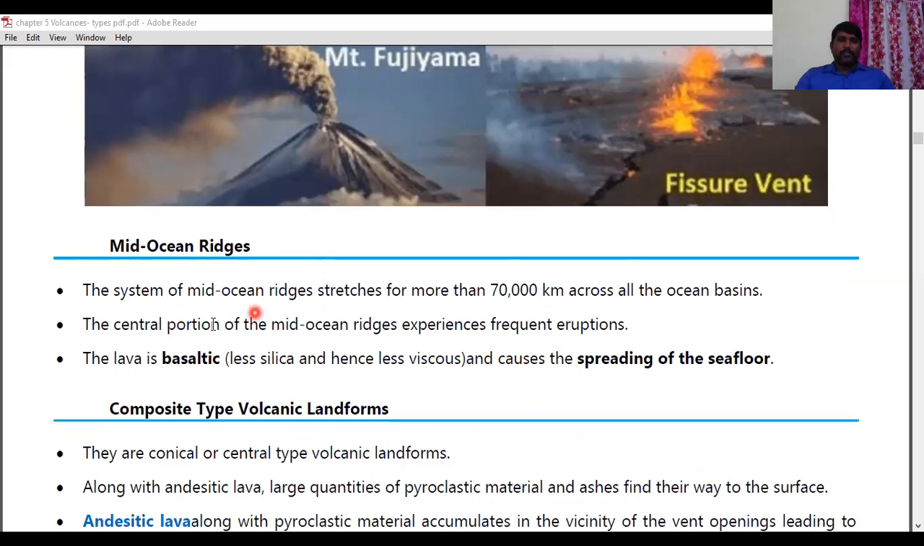Mid-oceanic ridges. The system of mid-oceanic ridges stretches for more than 70,000 kilometers across all the ocean basins. The central portion of the mid-oceanic ridges experiences frequent volcanic eruptions. The lava is basaltic, that is less silica and hence less viscous, and causes the spreading of the seafloor. Seafloor spreading is a resultant of the volcanic eruption.